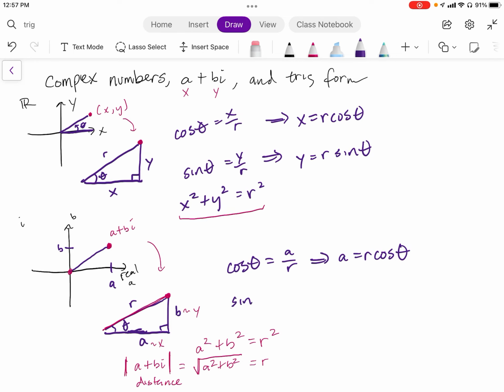Anyways, sine theta is Y over R, which means, oops, I'm sorry, not Y. I was looking above, but we have B, right? We're in the complex plane. B is similar to Y, so B over R. So B is R sine theta.